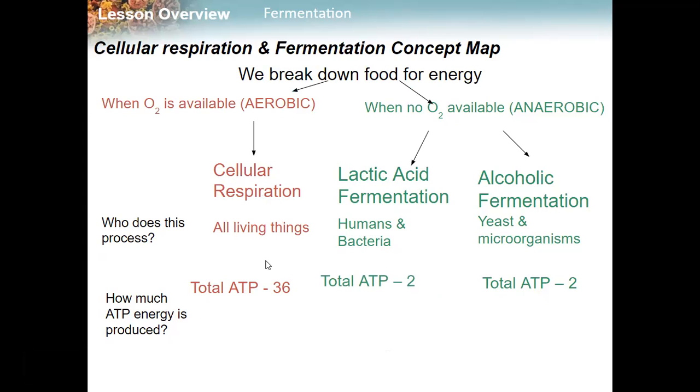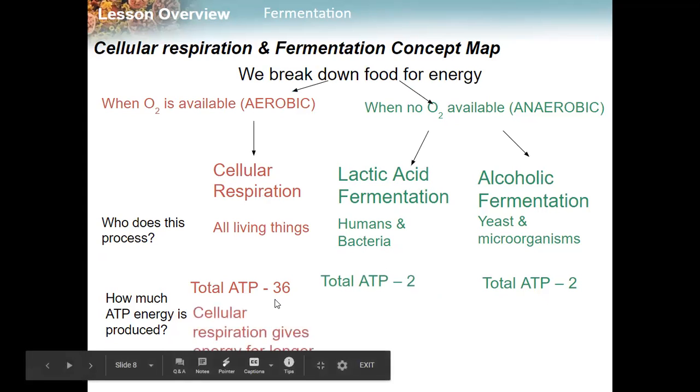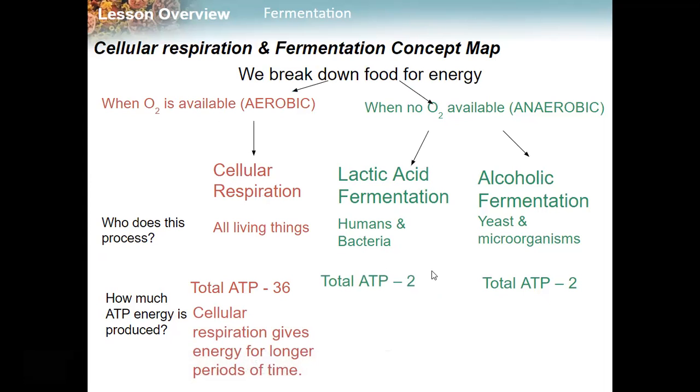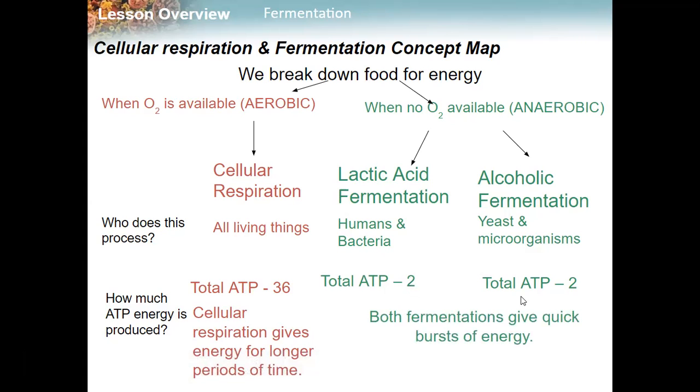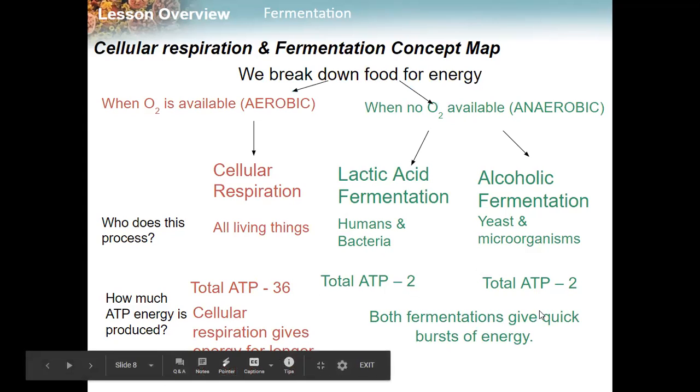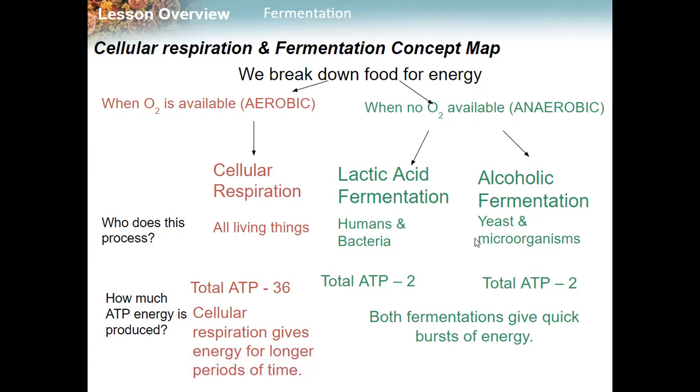So if you see, which one is giving us more energy? Well, cellular respiration gives us much more energy, but the thing is oxygen has to be available. When we do fermentation, depending on the organism, some do lactic acid, some do alcoholic fermentation, they only get 2 ATP energy, and that's good when we need quick bursts of energy. But cellular respiration is good for when we need longer periods of energy.